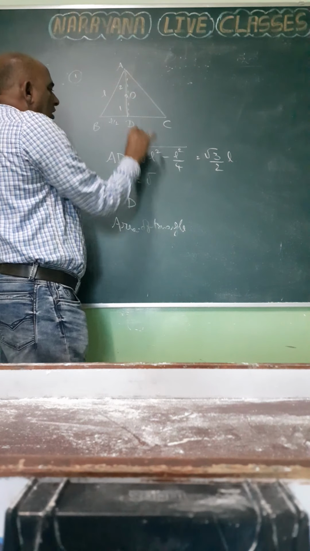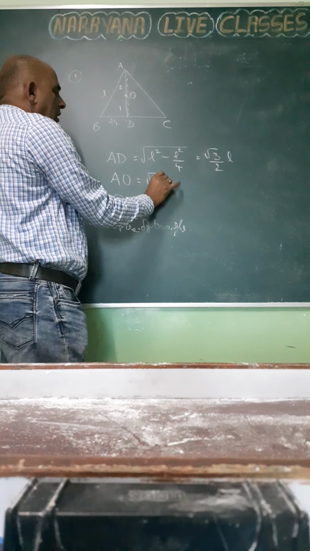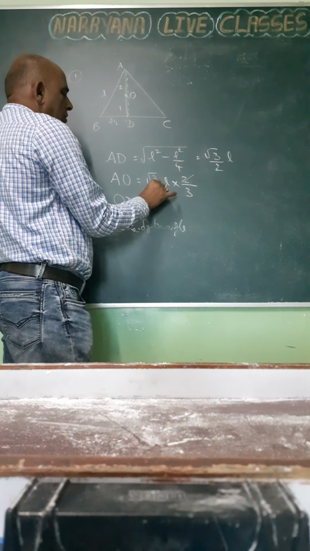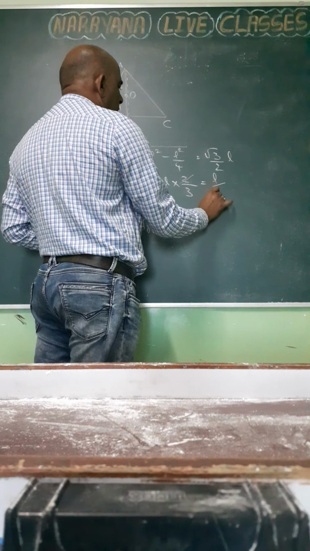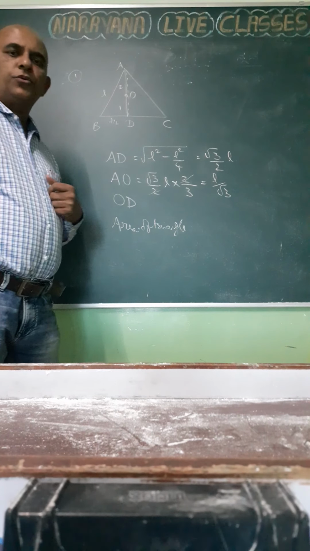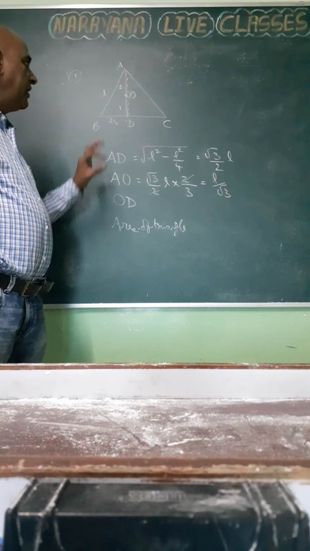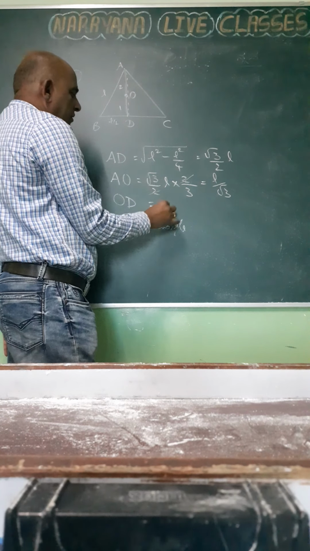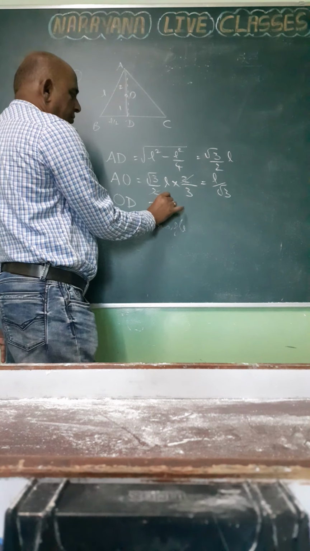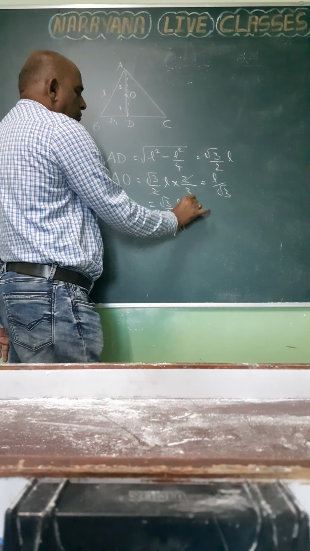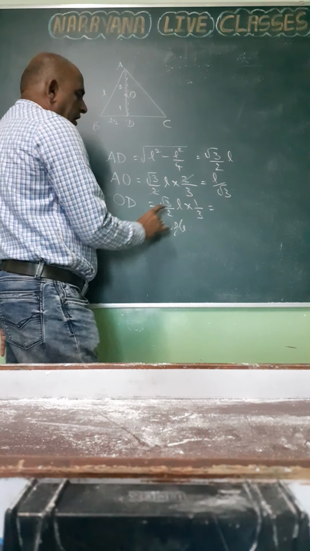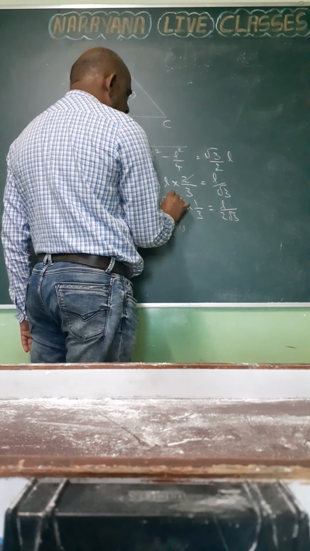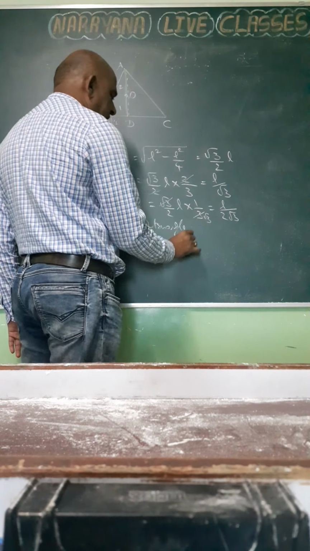So we need two parts out of a total of 3 parts. The AO value is root 3 by 2 L, of which we need 2 parts out of 3 parts. 2 cancels, and we get L by root 3. Next we need the OD value. That means one part of 3, that is root 3 by 2 L into 1 by 3. So we get L by 2 root 3, because the root 3 cancels.